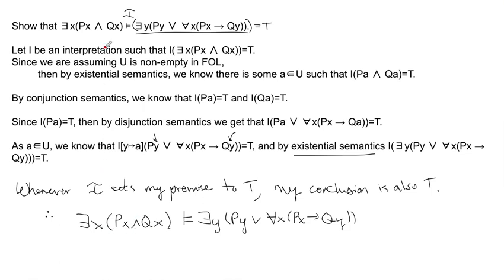And we didn't pick I to be a very specific interpretation. We just let it be an interpretation that made our premises true. If I is an interpretation that makes our premise false, well, we don't care about that, because false implying anything is true. The only time that this is ever going to not work is if we had an interpretation that made our premises true but made our conclusion false.